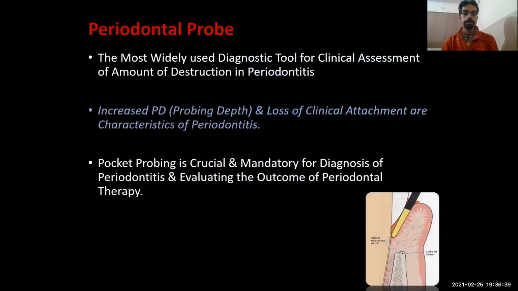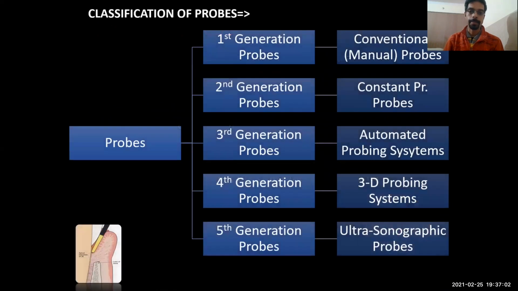Now coming on to the periodontal probe, it is the most widely used diagnostic tool for the clinical assessment of the amount of destruction in periodontitis. The two important characteristics of periodontitis are increased probing depth and loss of clinical attachment. Pocket probing is crucial and mandatory for the diagnosis of periodontitis and for evaluating its treatment outcomes.